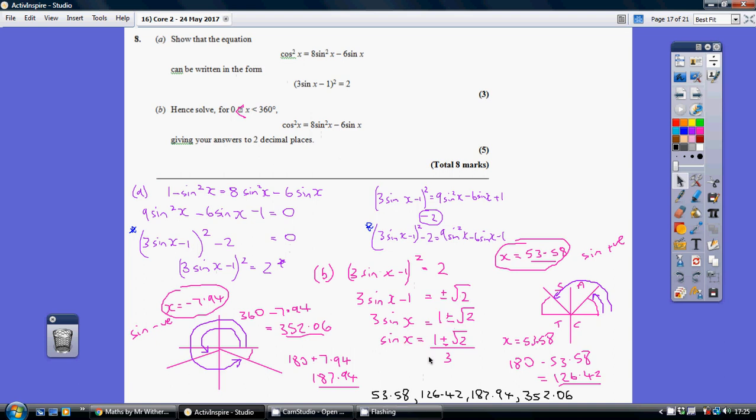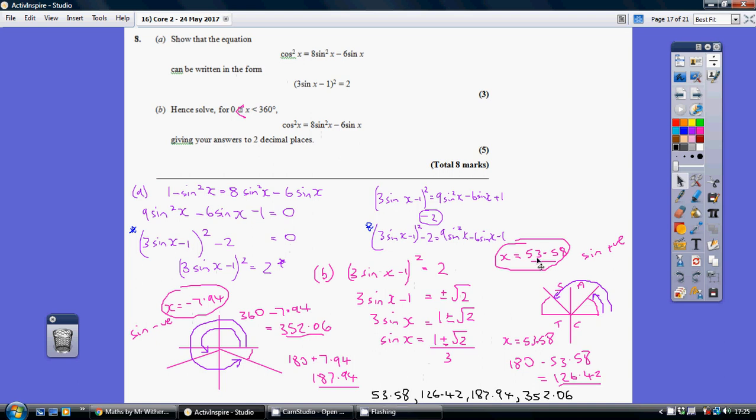Now we get two answers from this. One when we do 1 plus root 2 over 3, and one when we do 1 minus root 2 over 3. So working through both of these, we get these two values. We get x being 53.58 or x being minus 7.94 degrees.